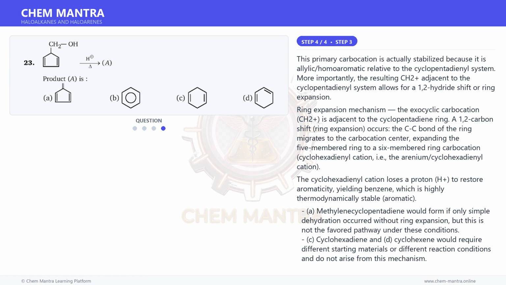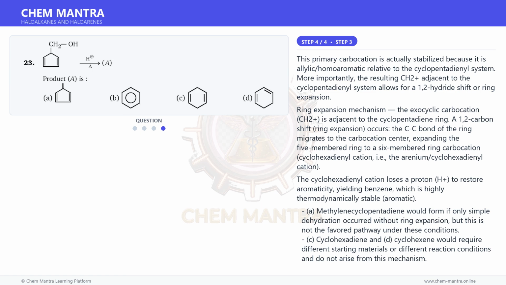Ring expansion mechanism: the exocyclic carbocation CH2+ is adjacent to the cyclopentadiene ring. A 1,2 carbon shift ring expansion occurs. The C-to-C bond of the ring migrates to the carbocation center, expanding the 5-membered ring to a 6-membered ring carbocation, the cyclohexadienyl cation, i.e., the arenium cyclohexadienyl cation. The cyclohexadienyl cation loses a proton, H+, to restore aromaticity, yielding benzene, which is highly thermodynamically stable, aromatic.